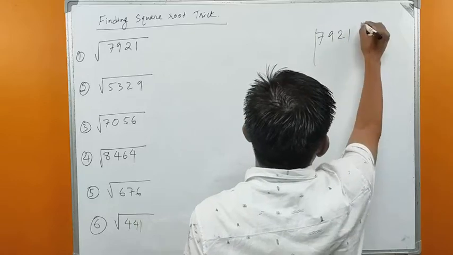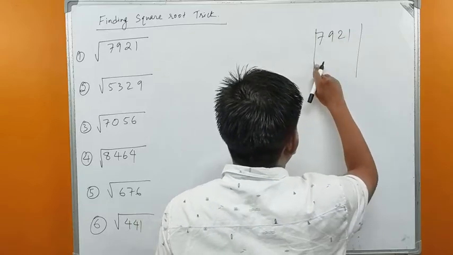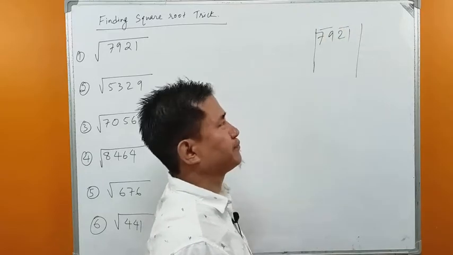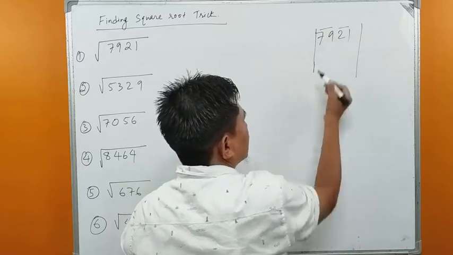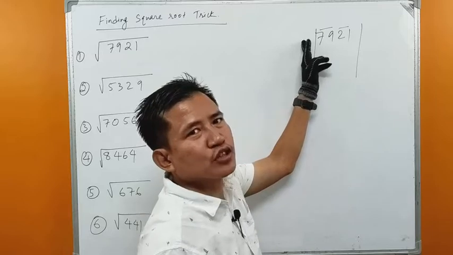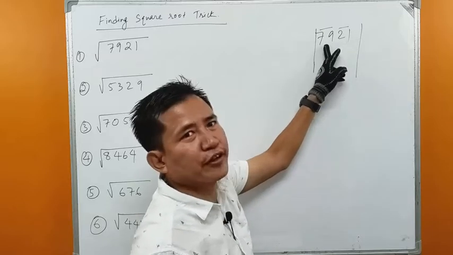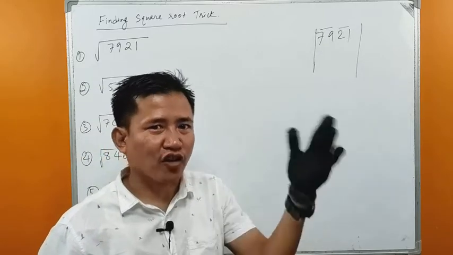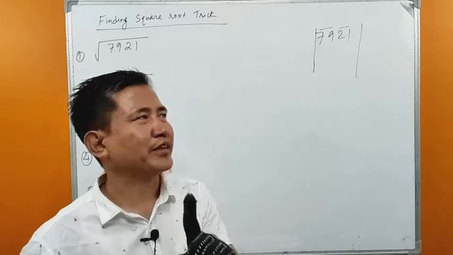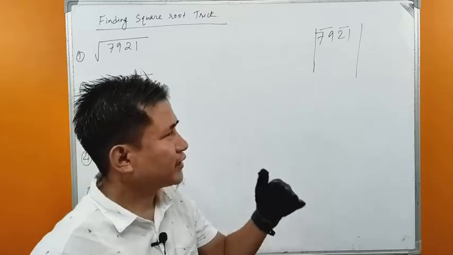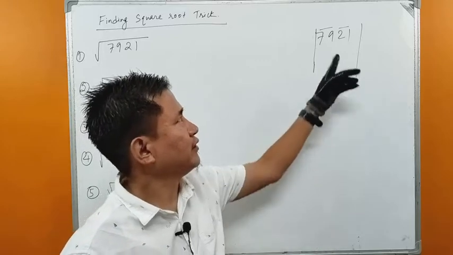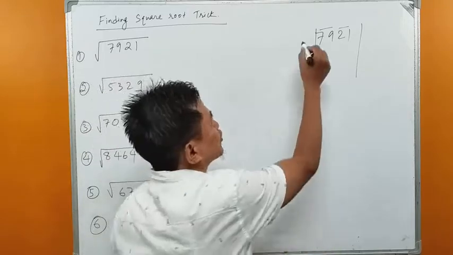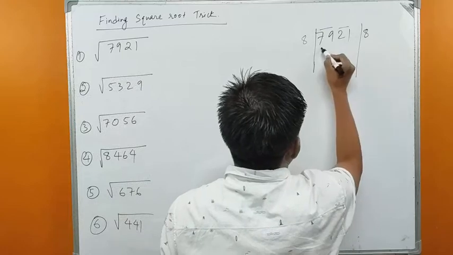7921. How do we find the square root of 7921? We make pairs from the end, isn't it? 21, 79. Now we see this 79, we have to multiply with such a square number that should be very close to 79, must not be greater than 79. It can be equal to 79 or lesser than 79, but must not be greater. So 8 8s are 64, 9 9s are 81. 9 9s are 81, which is greater than 79, which is the wrong option. So we must choose 8 8s are 64.